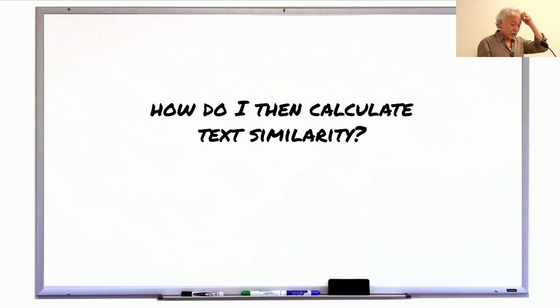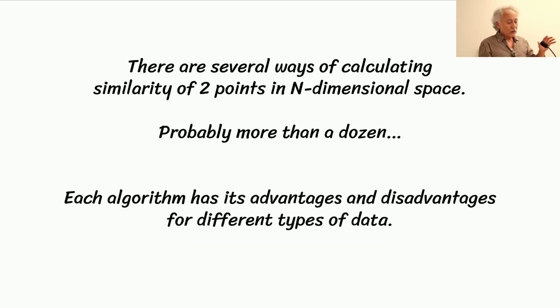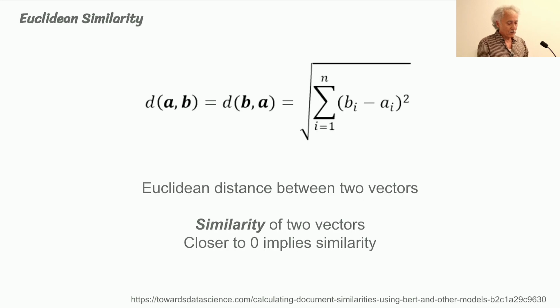So now I have embedding vectors. How do I calculate if one string is similar to another one? I can't show you a graph because we're humans. We can't see past 3 dimensions unless you're an alien from another universe, right? But there are ways of calculating distance in n dimensions. We saw the Euclidean way, the square root of the sum of the squared differences. This applies to n dimensions, so I can use this calculation.